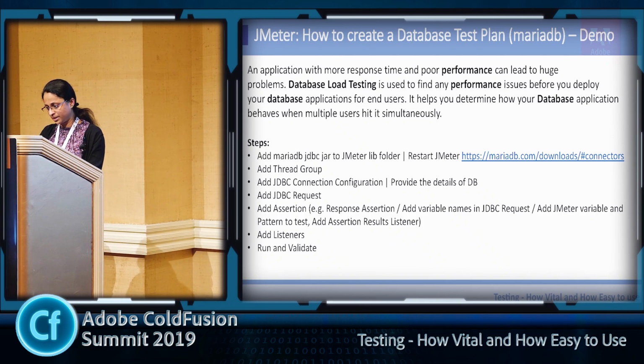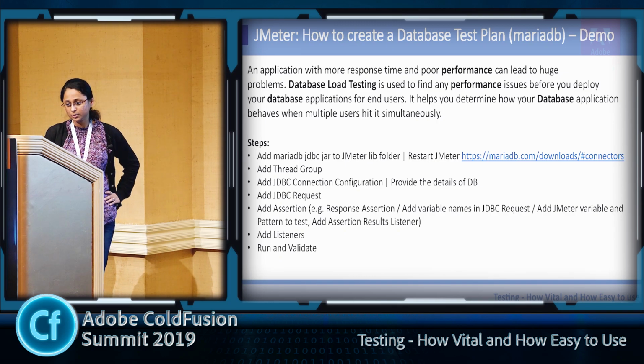So I have a MariaDB test database, and to test that, I just added the MariaDB JDBC jar to my JMeter lib folder. If you have a MySQL database, you can add the MySQL connector to JMeter's lib folder. And the next things are again seen. You would create a test plan, you would add a thread group where you can set how many users you want. The different thing here is now you want to tell JMeter your database configuration, and you can set that using the config element JDBC Connection Configuration.